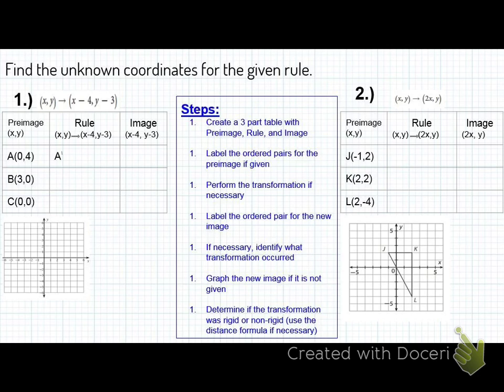So check this out. Eyes up here. I'm just going to draw my picture down here. I'm taking my original pre-image ordered pairs, and I'm going to put them down. You got 0, 4. This is our A. And then we got 3, 0. This is our B. And then we got 0, 0. This is our C. And then I'm just going to draw an image connecting these points.